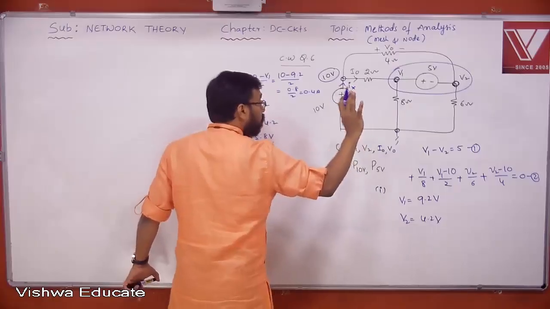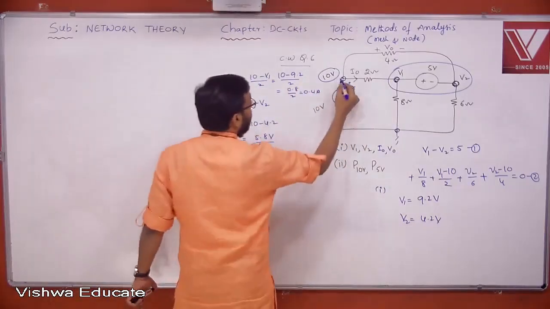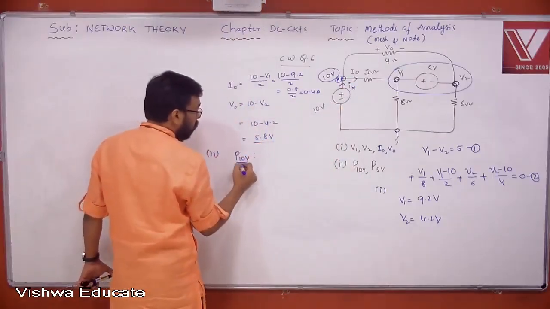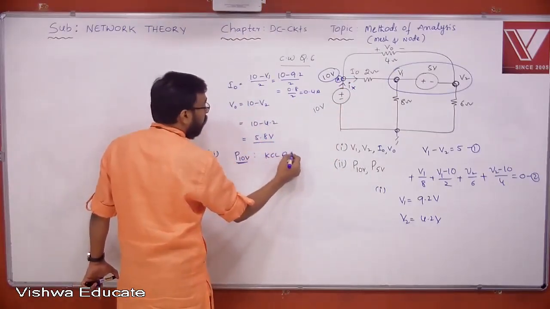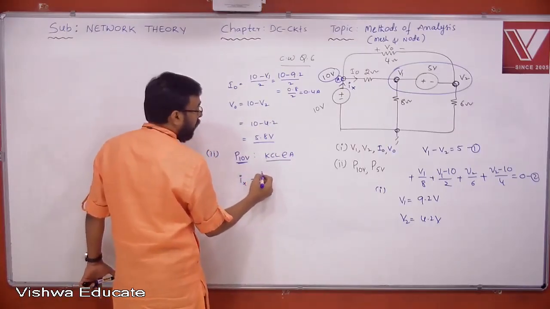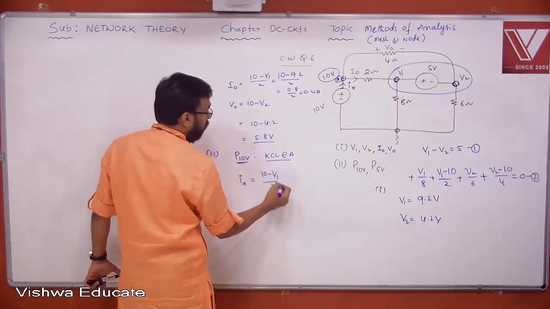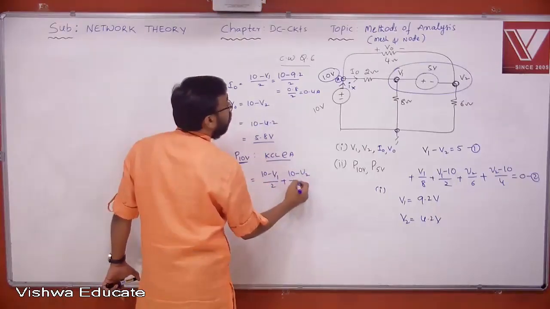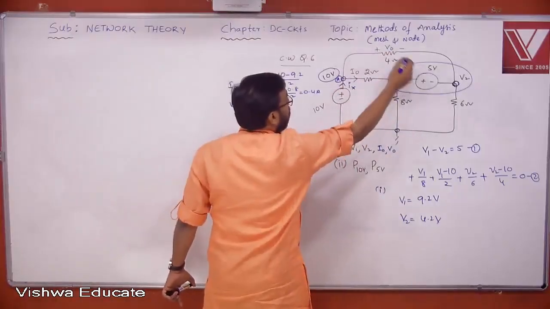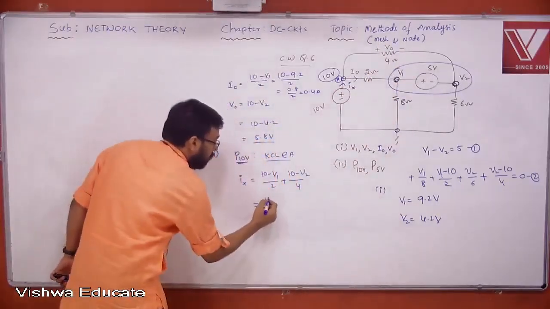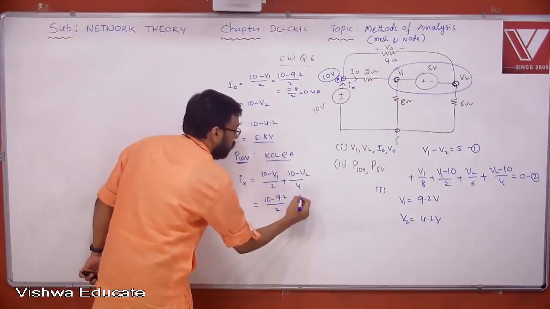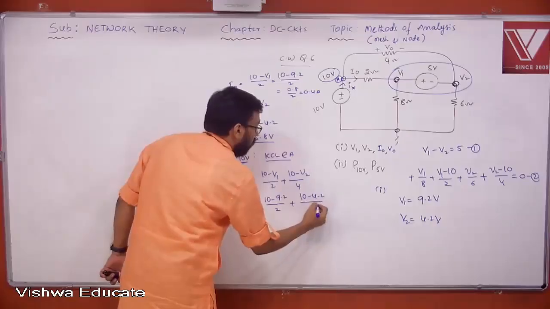I don't know. Okay? Let me apply KCL. Why KCL? Because there is no resistor. Apply KCL at this node, node A. Ix is entering. Okay. 10 minus V1 by 2 leaving. 10 minus V2 by 4 leaving. Yes or no? 10 minus V1 by 2 leaving, 10 minus V2 by 4 leaving. 10 minus, what is V1? 9.2 by 2. 10 minus 4.2 by 4.